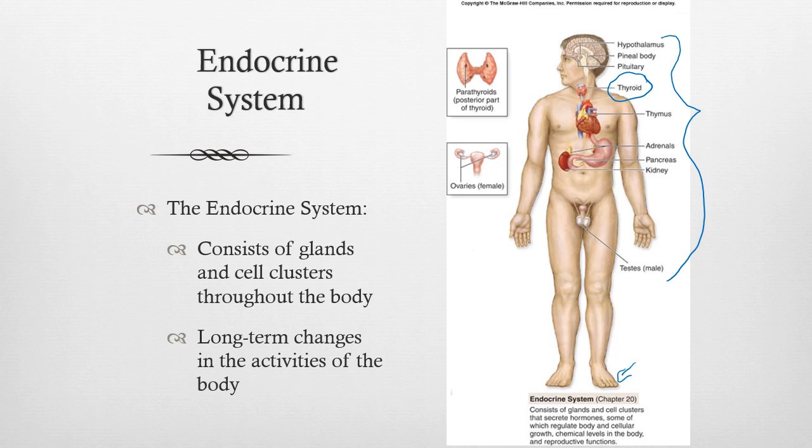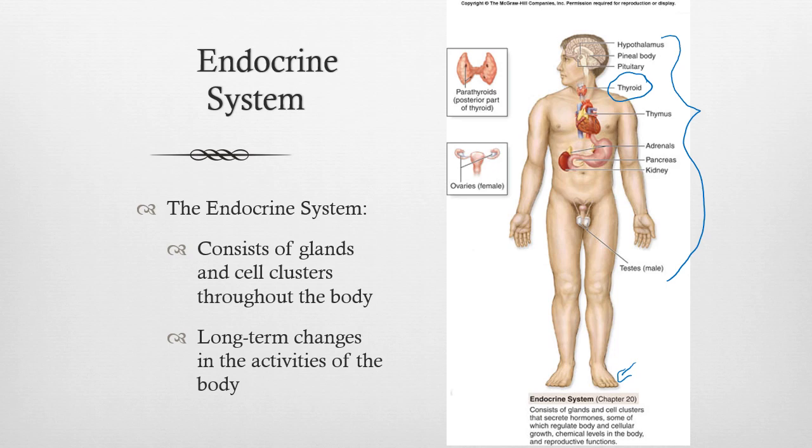Whereas the nervous system is very quick to get its signal to where it needs to go, it's short-lived. It doesn't last for very long. The endocrine system, its effects when it sends out its signal are quite long-lasting. And so those changes can oftentimes occur over a longer time, rather than being just a fraction of a second.